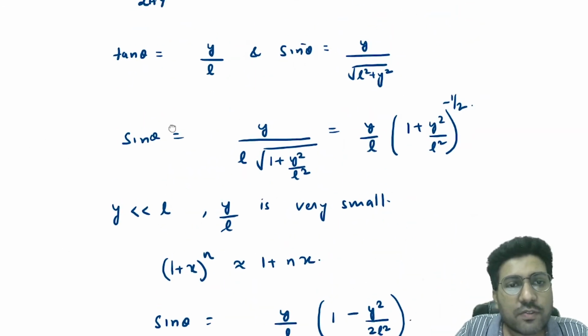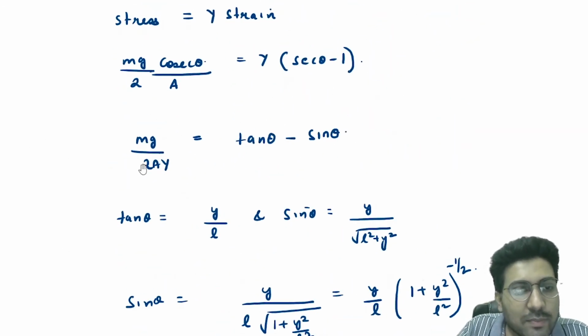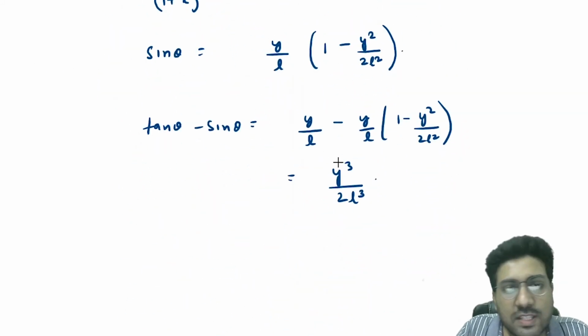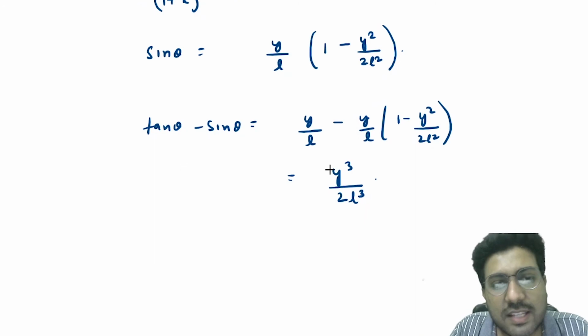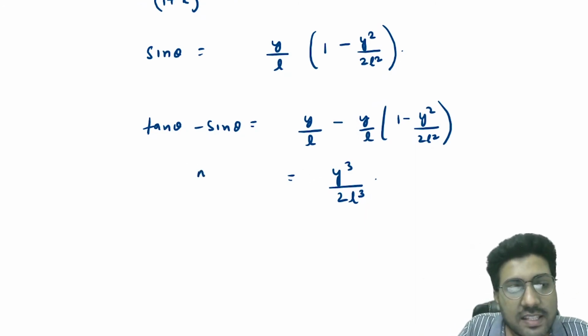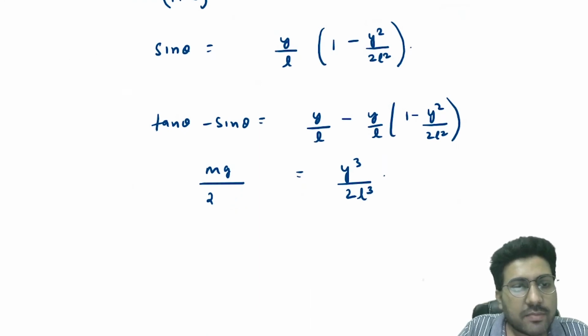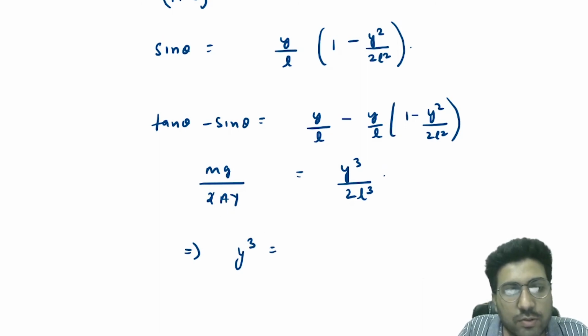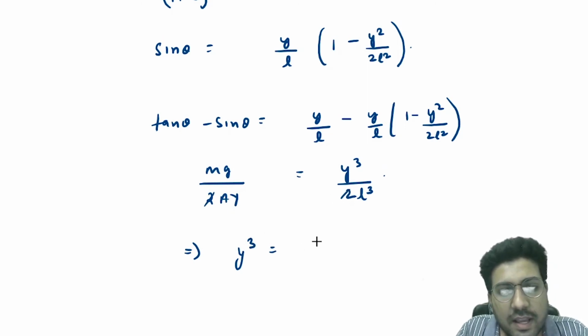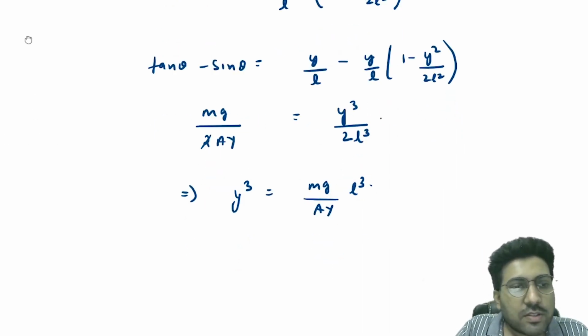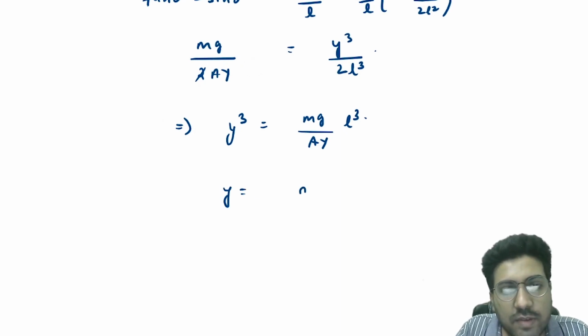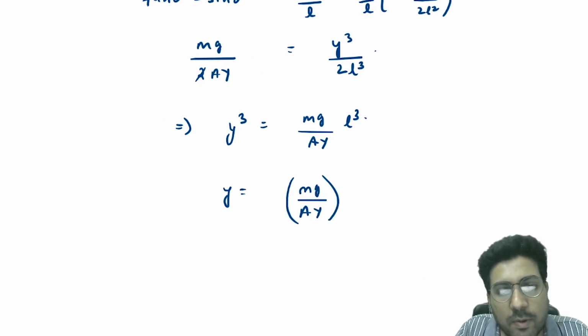Now once you've got the value of tan theta minus sin theta, you know that this is equal to mg by 2AY. Now don't confuse the small y and capital Y. Capital Y is the Young's modulus and small y is the descent. So you will write y cube by 2L cube equals mg by 2AY. From this you will get y cube is equal to, 2 getting cancelled, mg by AY. Take cube root, you will get y is equal to (mg by AY) whole power 1 by 3.